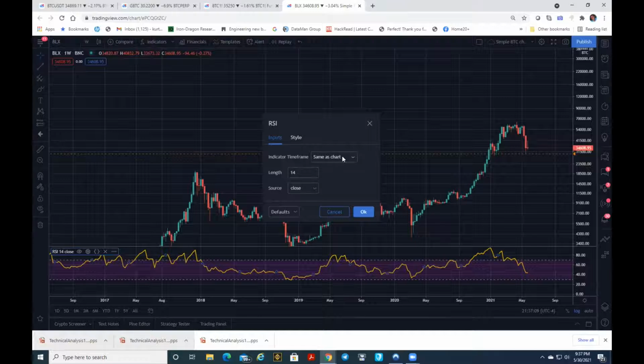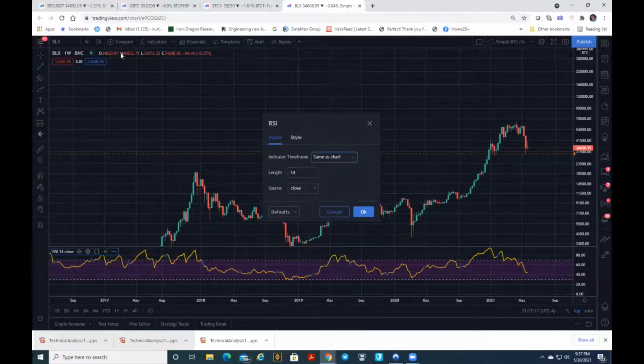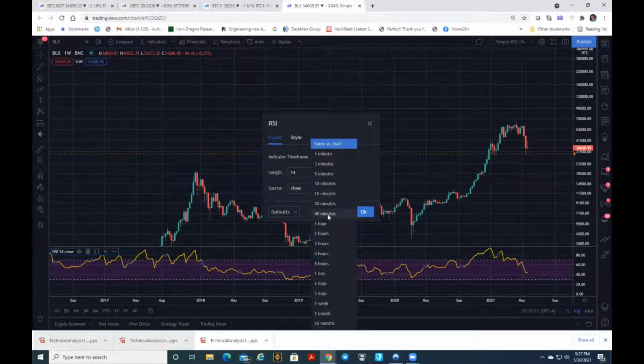So the length, indicator time frame, you can change the time frame on the indicator. What this means basically is that you can have it on the weekly, but be looking at the daily time frame on the indicator if you wanted to, or the hourly, or whatever it may be.